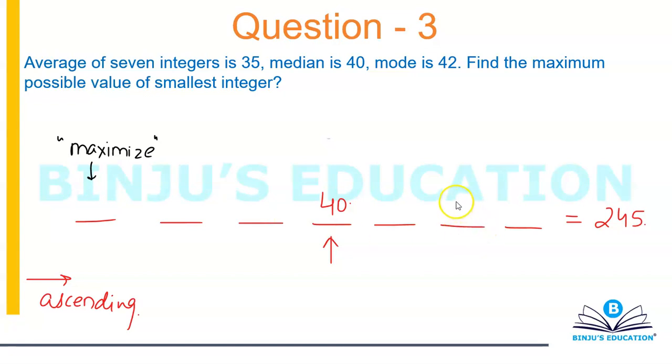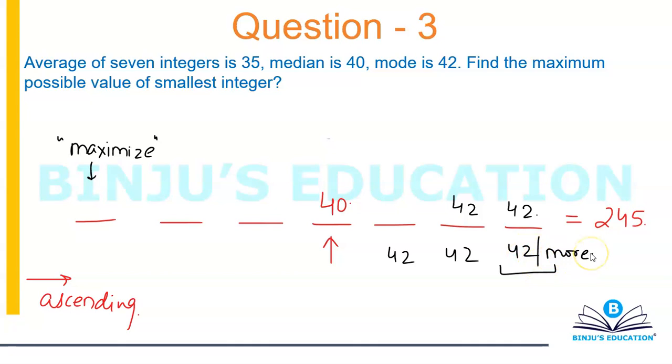I'm going to write 42 at least twice. And why am I writing 42 for the last blank also? Because I don't want a number which is greater than 42. I want a number which is less than 42, because I want to maximize the smallest integer. I could have written this as 42, then the number at the last blank could have been 42 or more than 42.